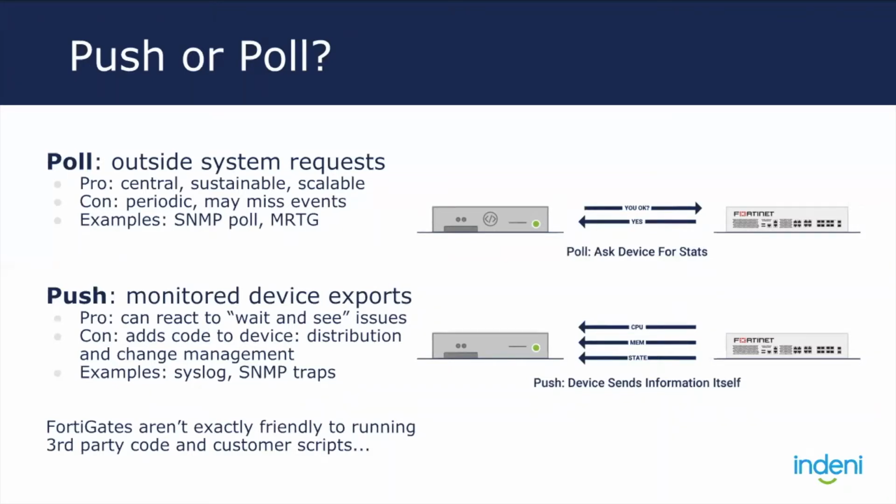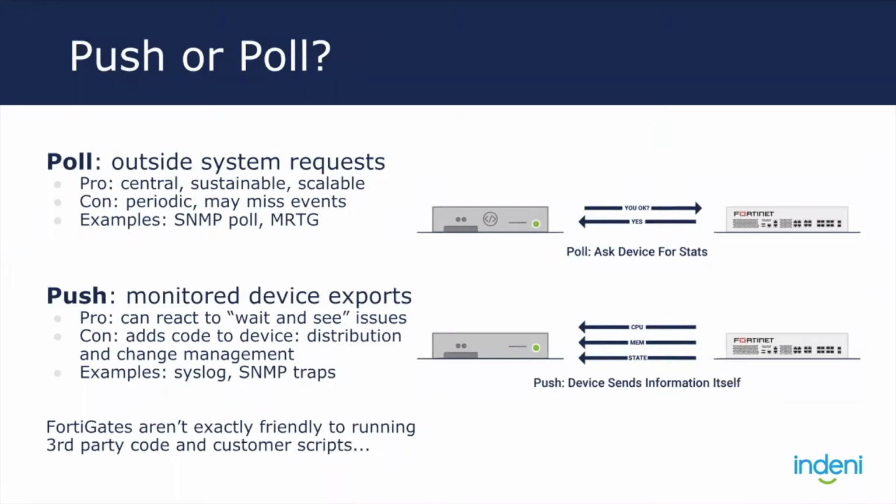Polling is asking questions of the device, getting answers back. This is the way that most monitoring works, in part because it's scalable, because you can have a central monitoring station that sends requests out to all of these other devices. If you want to upgrade the monitoring, you can do it just at a single spot. If you want to ask additional questions, you can do it from a single location.